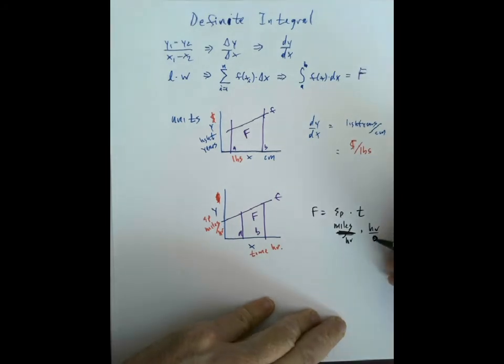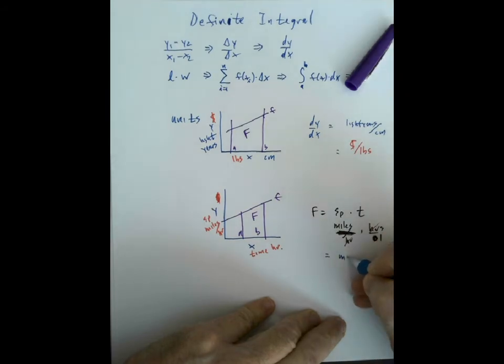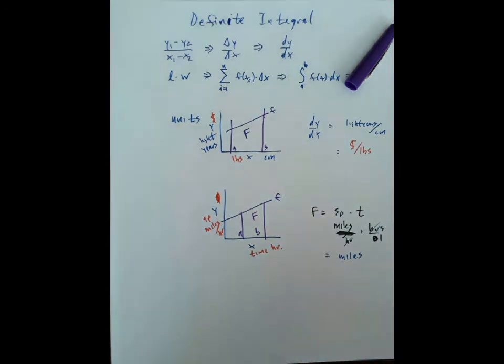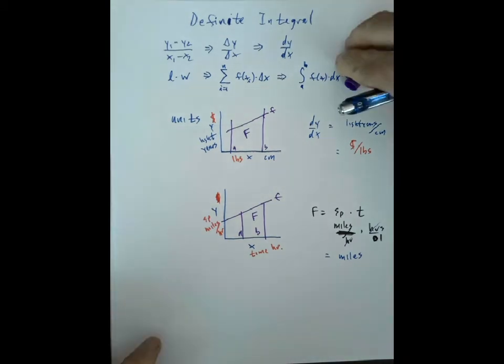And that's really, fraction-wise, hours over 1. Maybe you can see that when we multiply, the hours cancel out, and the units of the area are miles, which is just what we'd expect, because the area under that curve was supposed to be the distance, wasn't it? Which would be measured in miles, right? Okay, see how that goes?